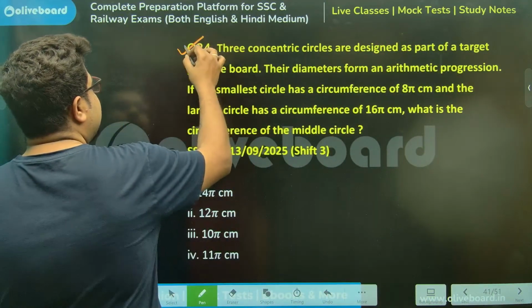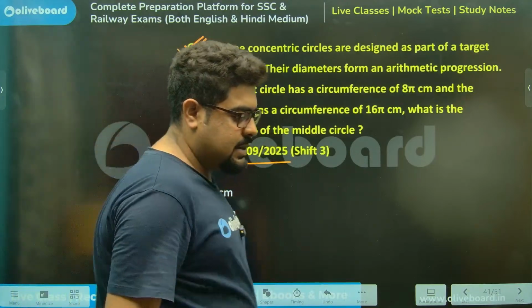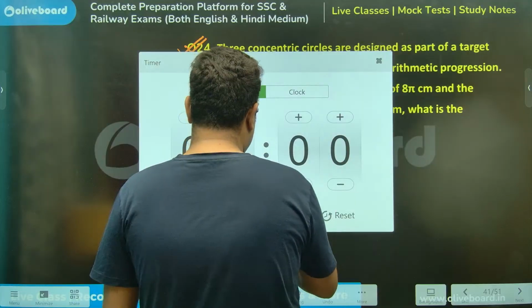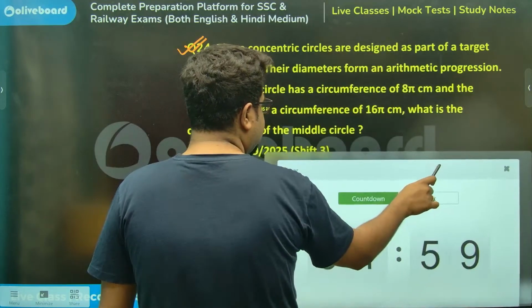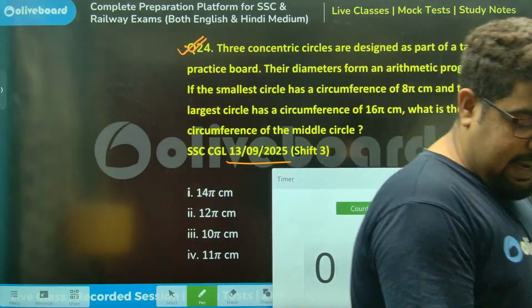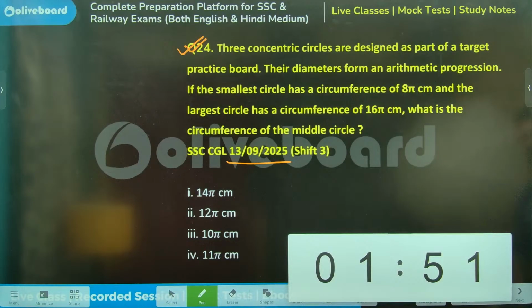Again, a brilliant question. 13th of September, they had asked. I'll give you timer for this. Again, a couple of minutes. Brilliant question, this one. They kind of merged AP with mensuration. A touch of CAT in CGL.